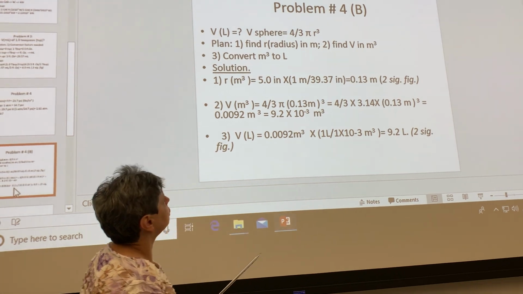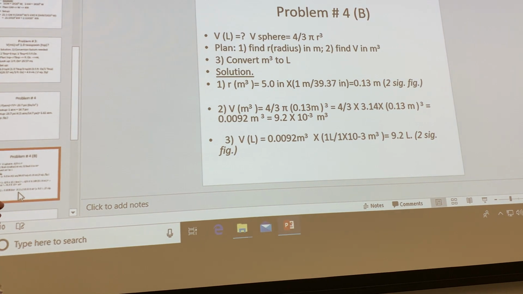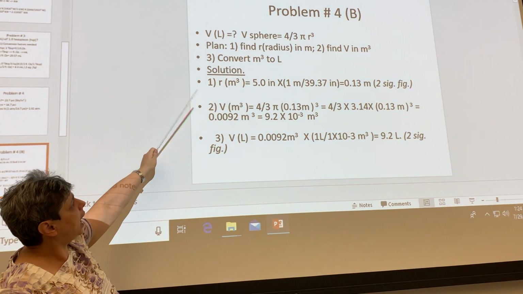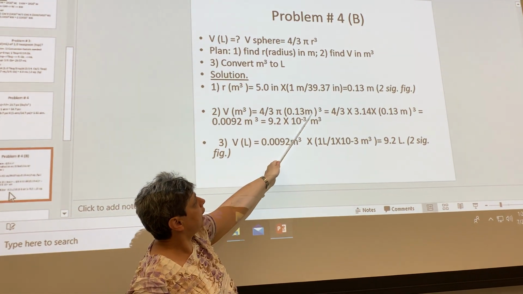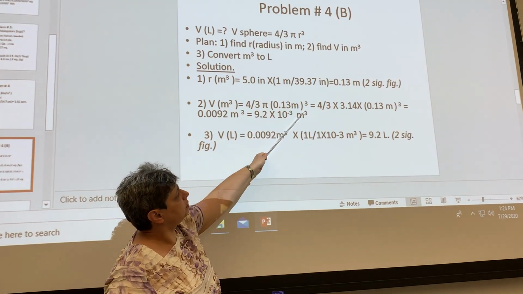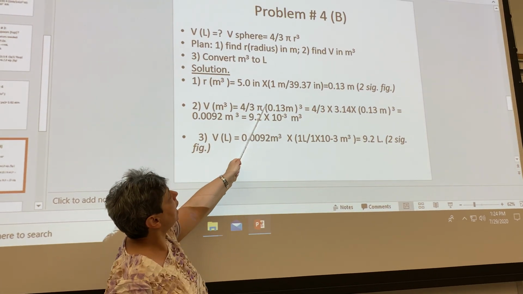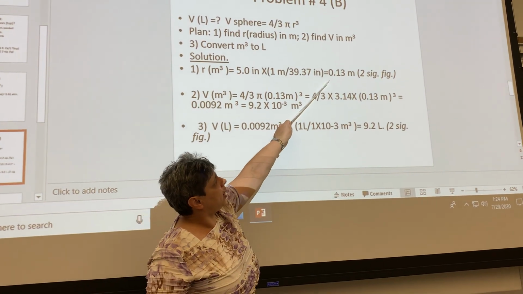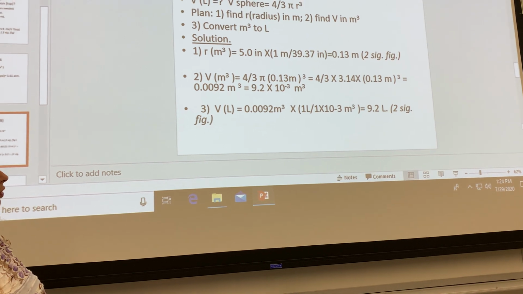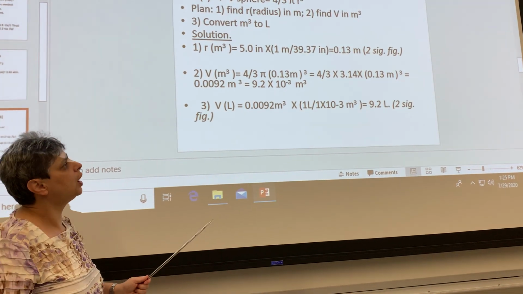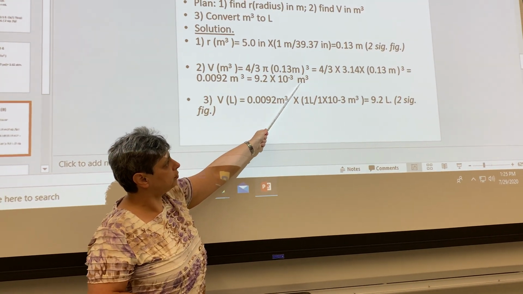So now that I know my radius in meters, so I immediately switched from the English to the metric system in my very first step, I can now find the volume of my basketball. Because I'm using the radius in meters, and I have to cube it, my answer will come out in meters cubed. So 4/3 pi, which I'm using 3.14, and then 0.13 meters that I found for my radius, cubed. Doing the math and converting to scientific notation with the proper number of sig figs gives me 9.2 times 10 to the negative third meter cubed.